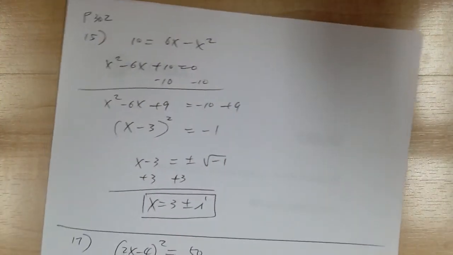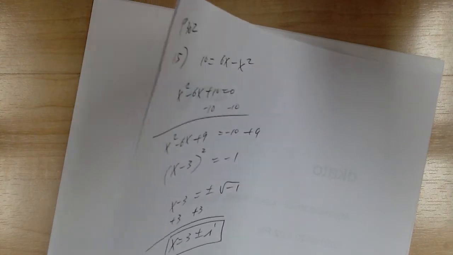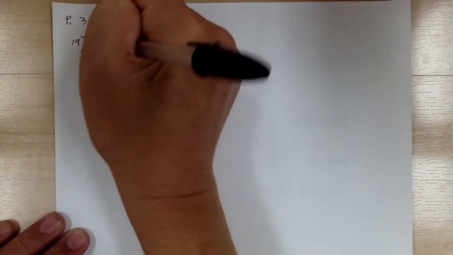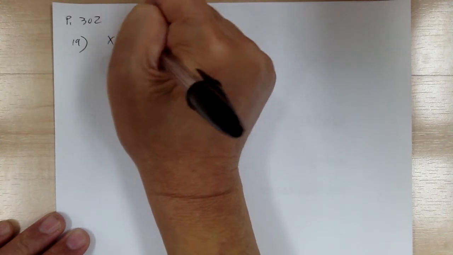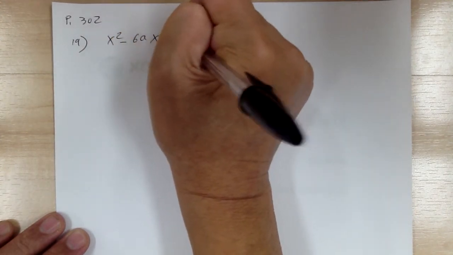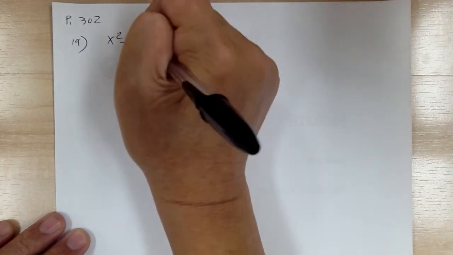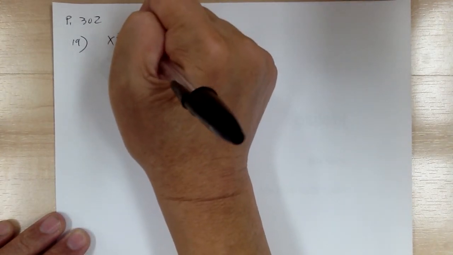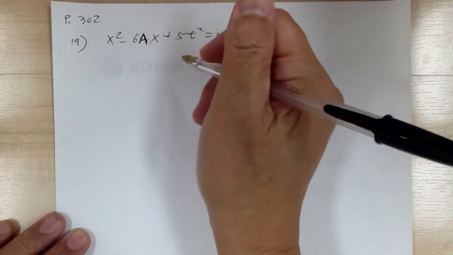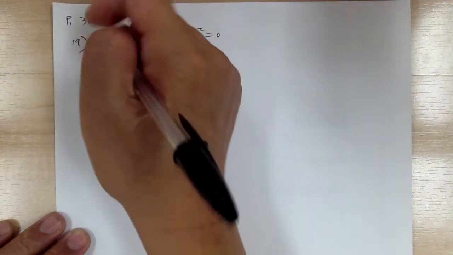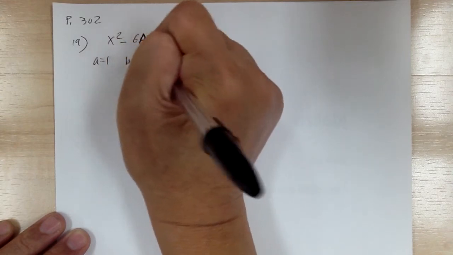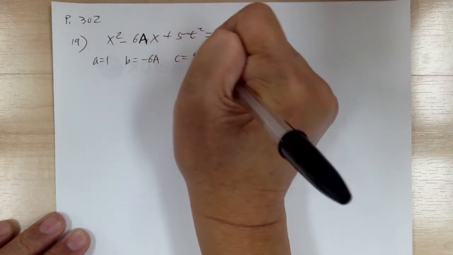Okay, let's go to the next one. Okay, number 19. You got x squared minus 6ax plus 5t squared equal to 0. Now, instead of using a small a, I'm going to use a big A, so it's not as confusing, because when you're using the quadratic formula, it's very confusing with this a and this a. So in this case, A equal to 1, b equal to negative 6a, c equal to 5t squared.